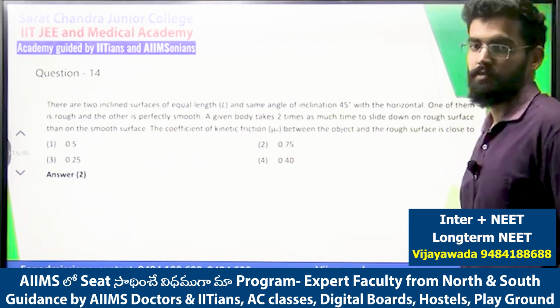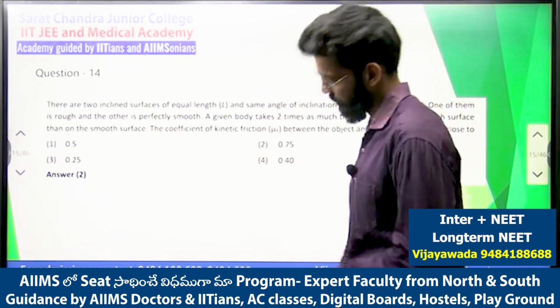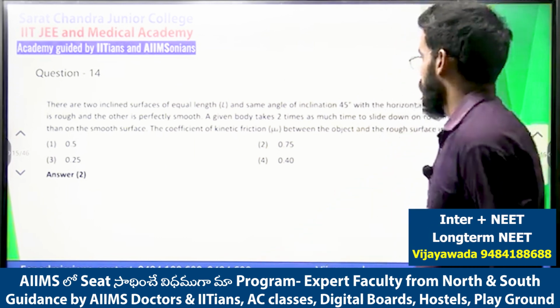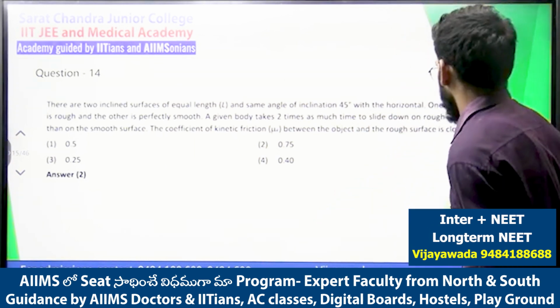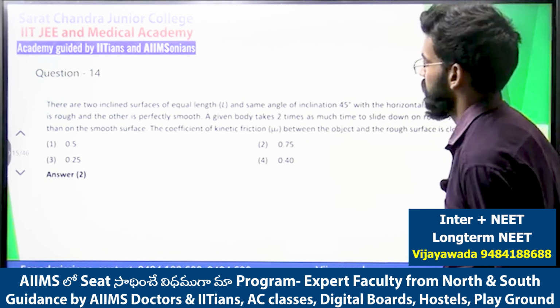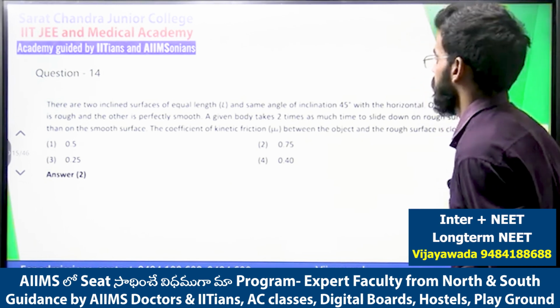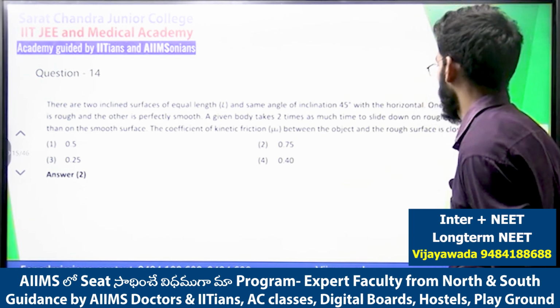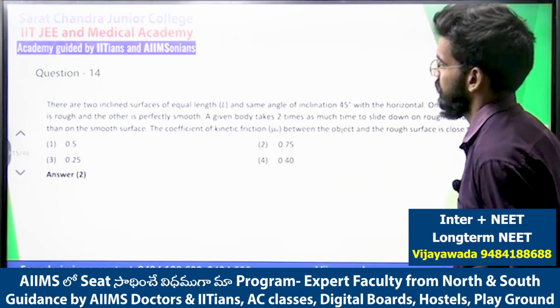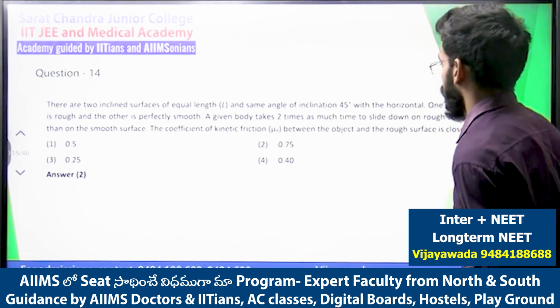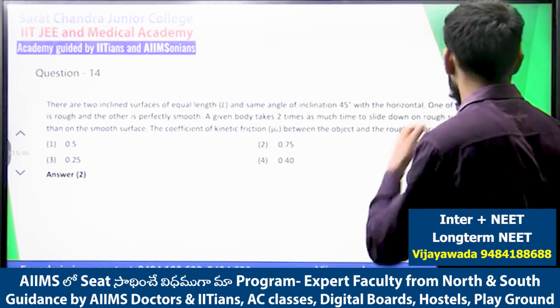Formula based question from geometrical optics. This came: there are two inclined surfaces of equal length L, same angle of inclination 45 degrees with the horizontal. One of them is rough and the other is perfectly smooth. The given body takes 2 times as much time to slide down the rough surface than the smooth surface. The coefficient of kinetic friction mu k between the object and the rough surface is close to.